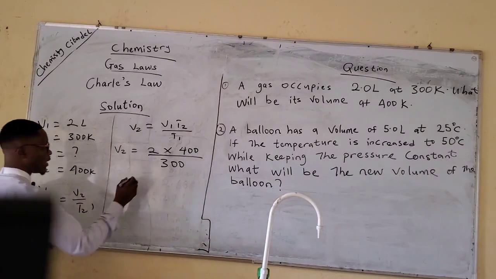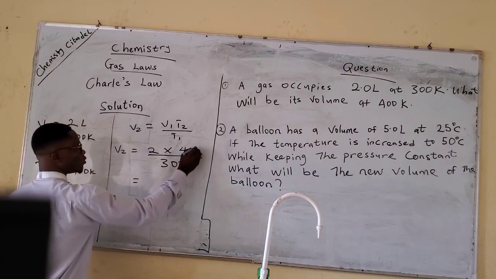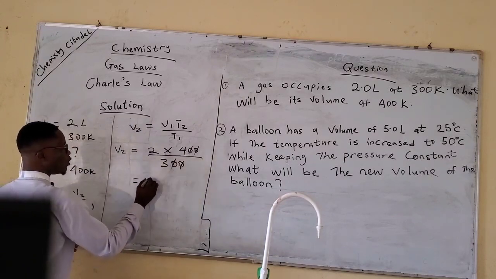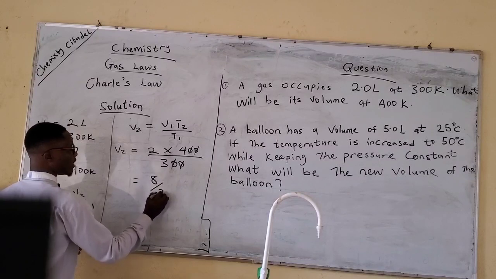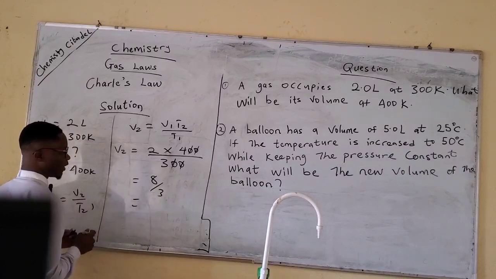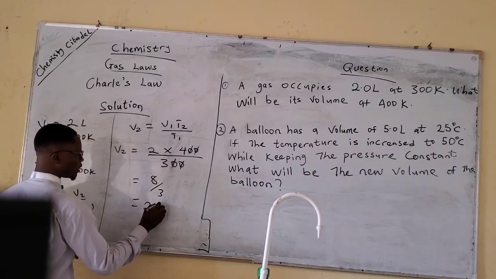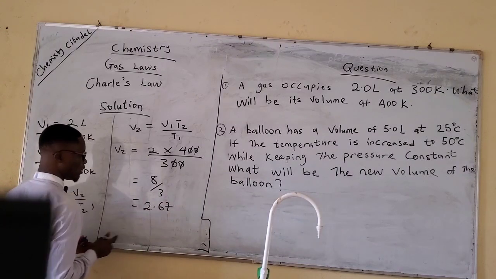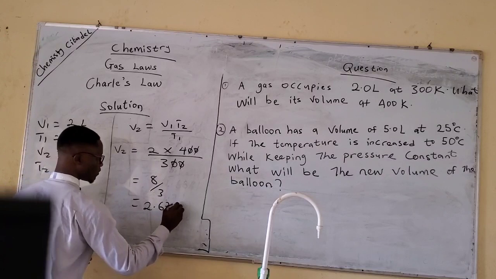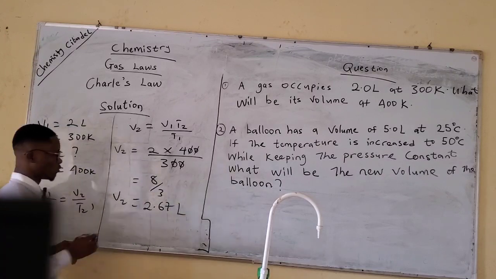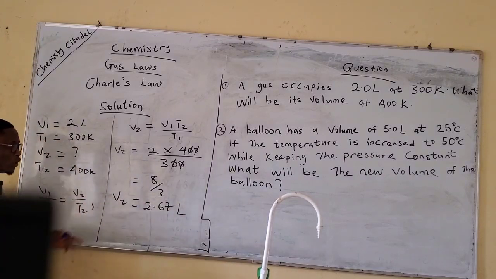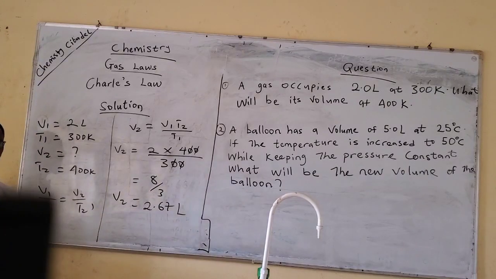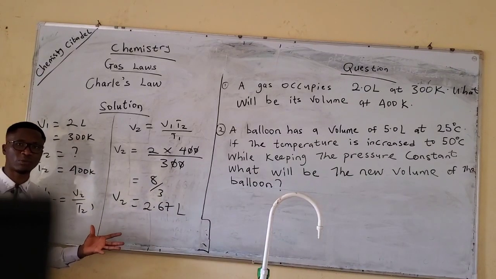I can now go ahead and do my mathematics. So the zeros here can cancel. So we have 2 times 4. 2 times 4 will give me 8 divided by 3. 8 divided by 3 is going to give me 2.6666, but approximately 2.67 liters. That is my V2. So the volume is equal to 2.67 liters.